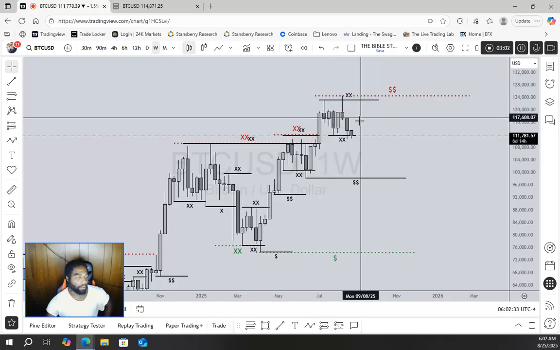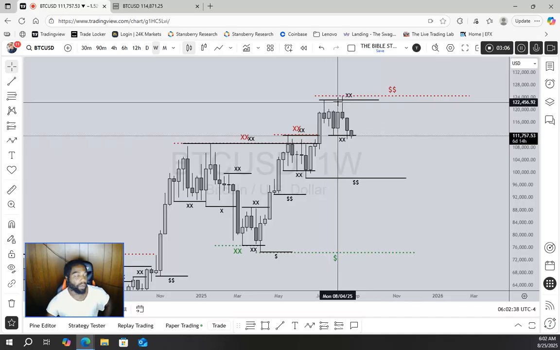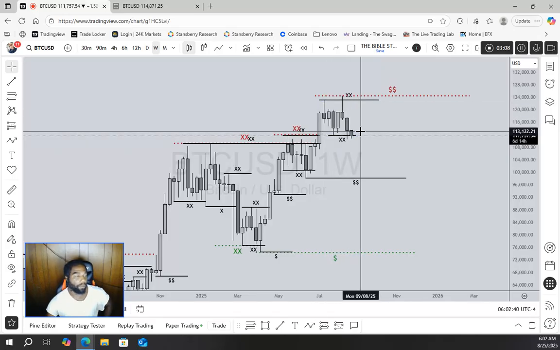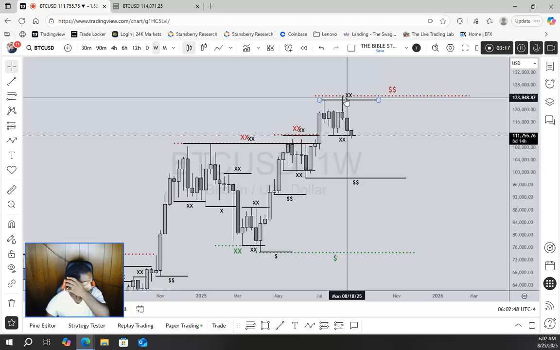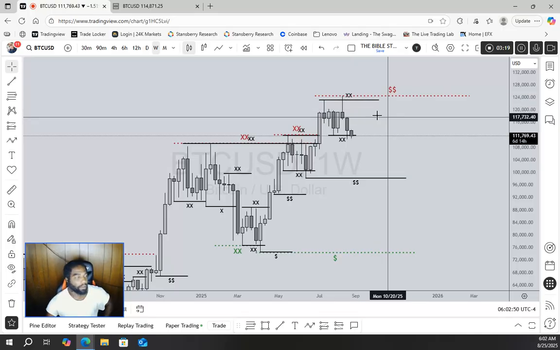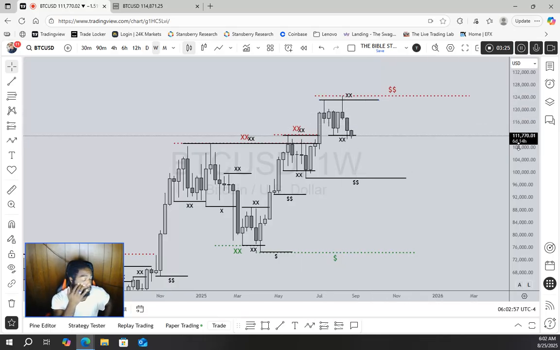But now we know what price did here. Once price produced these equal highs and equal lows, we saw price target the highs first, that let us know and signal to us that price is on the verge of reversing.